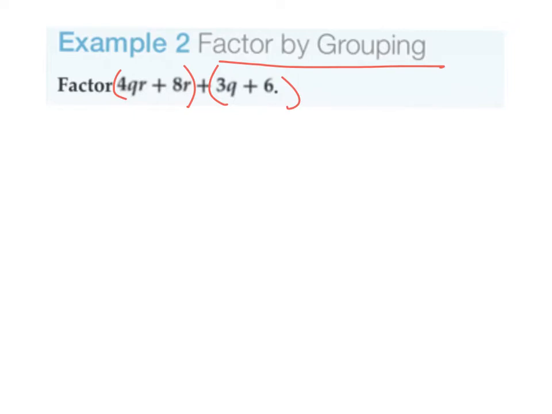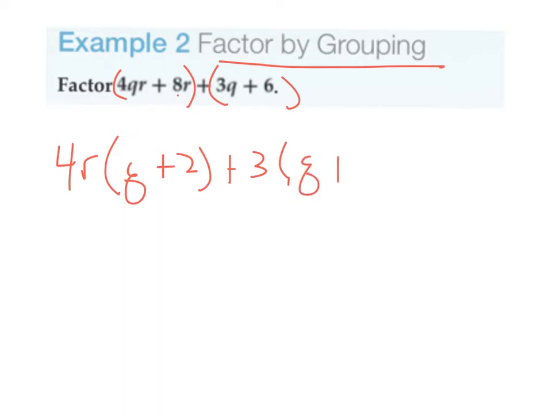So what's common between the 4 and the 8? It's the 4. What's common between the Q, R, and the R is just the R. So when I divide that 4R out, I'm left with Q. And when I divide the 4R out of the 8, I'm going to be left with just a 2. Now if I do the same thing over here, what's common between the 3Q and the 6? I have a 3. And if I factor that out, I get Q plus 2.